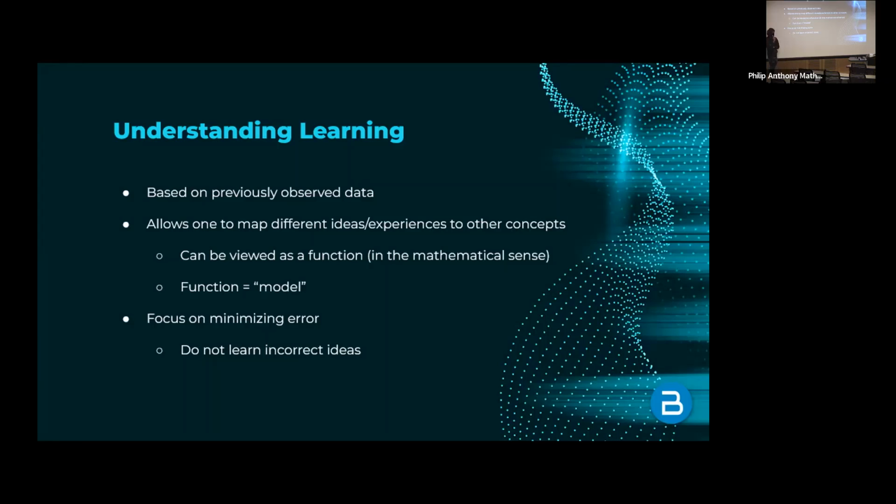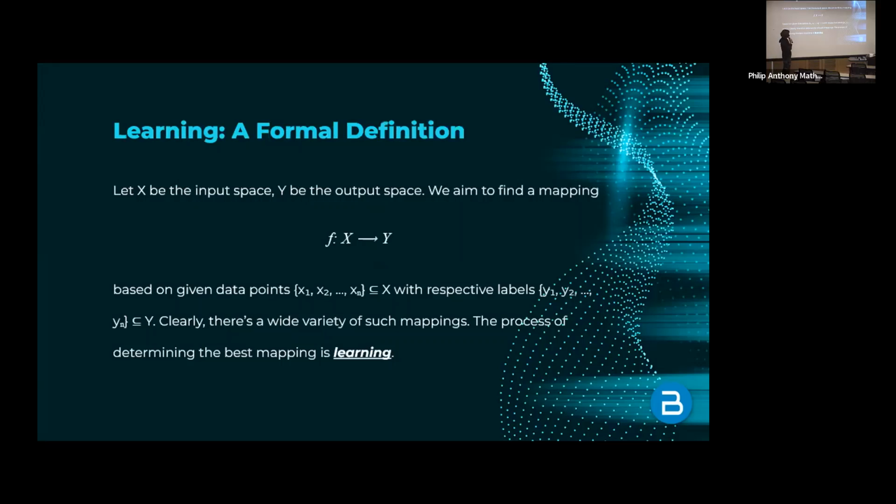Anything else? Okay. Next slide. So this is just a formal definition of what a function is, pretty much what I said.